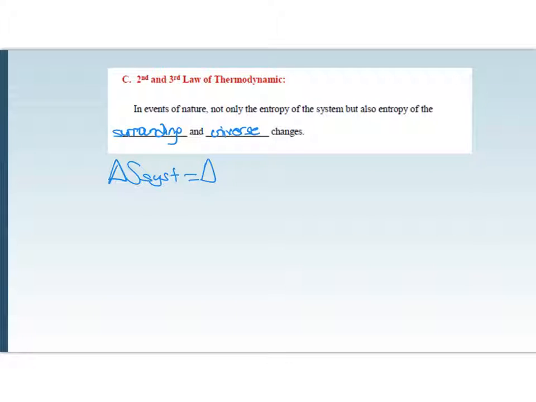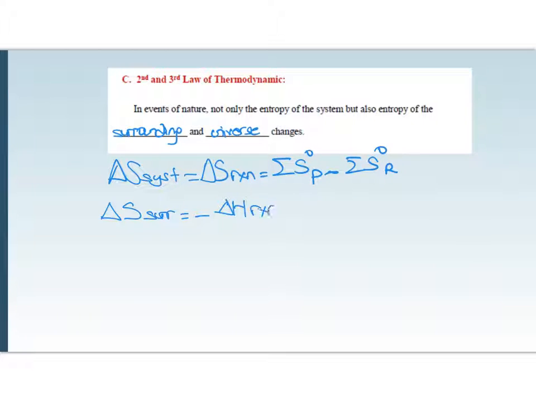The entropy of the system is delta S reaction. This is going to be equal to total entropy of products minus total entropy of reactants. So when this entropy of the system changes, the entropy of the surroundings is also changed. So this is minus delta H reaction over the temperature. And finally we have delta S universe. Delta S universe is equal to delta S system plus delta S surrounding.